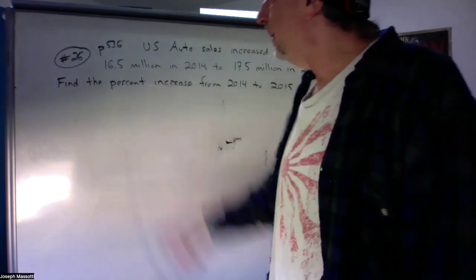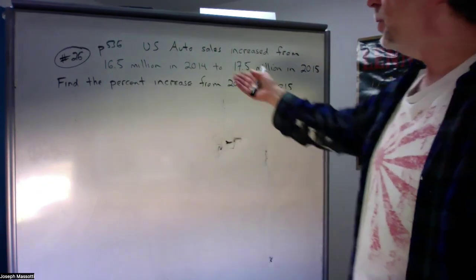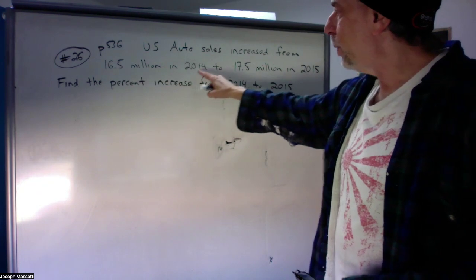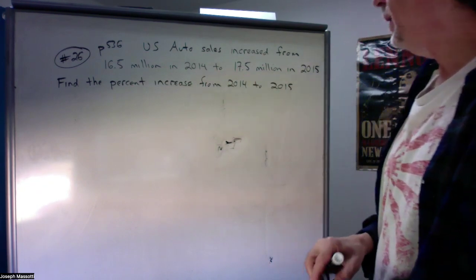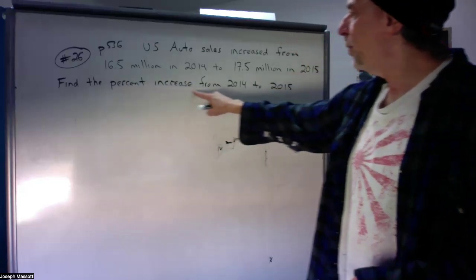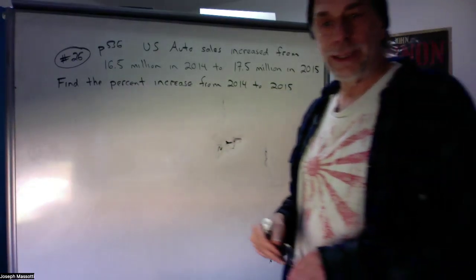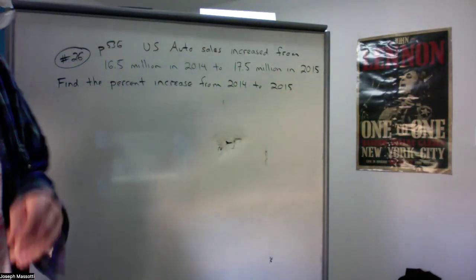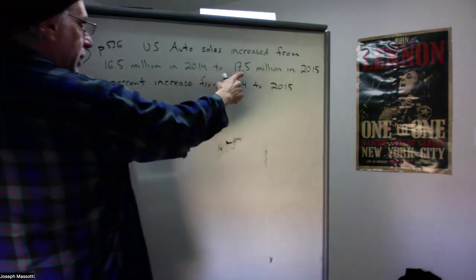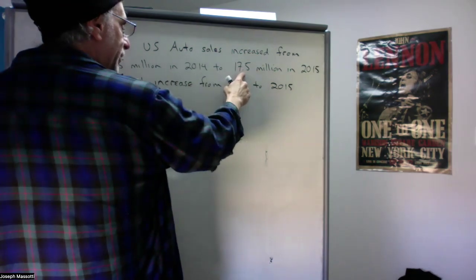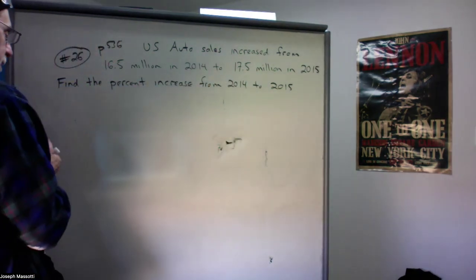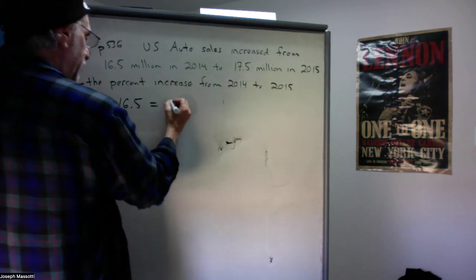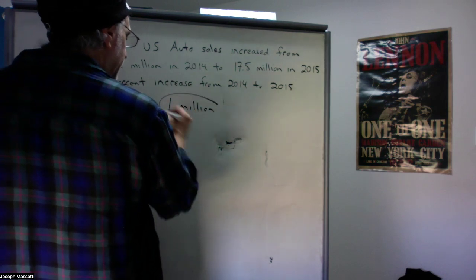This is number 26. And it tells you a little story here. U.S. auto sales increased from 16.5 million in 2014 to 17.5 million in 2015. And we want to find the percent increase from 2014 to 2015. So there's a couple ways you can think about this. You can take the difference between 16.5 and 17.5 million. All right, so 17.5 million minus 16.5 million leaves you with 1 million. That's the difference.